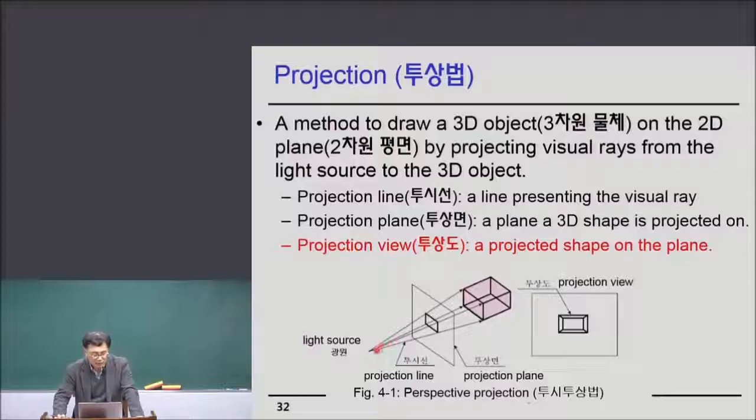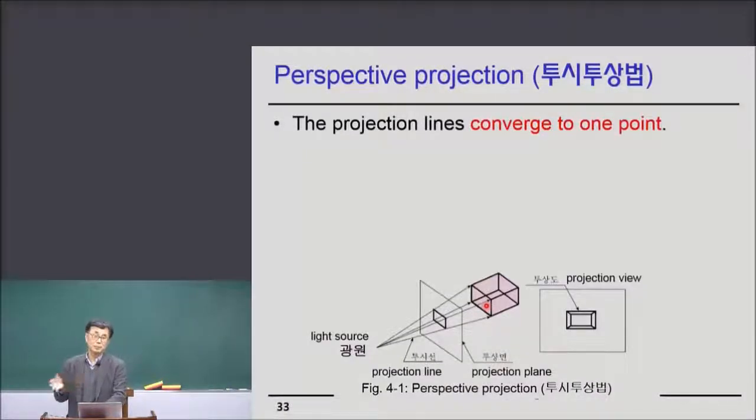But the projection lines converge to one point. So it's very natural that this line is projected on the projection view like this, and this edge, this line is projected like this. Okay, so the projected lines have different lengths from each other, because it depends on the distance from the light source. If it is far from the light source, then this line projected on the projection plane is smaller than this line whose distance is closer to the light source. So actually the projected length is different depending on the distance from the light source.